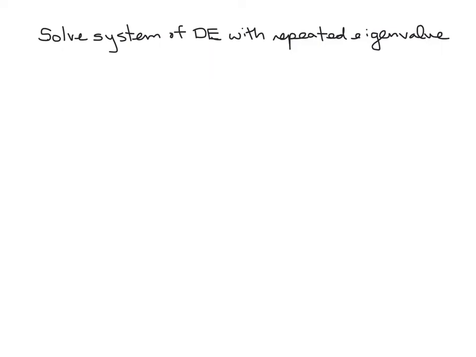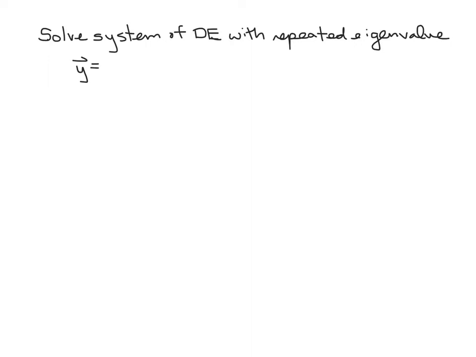In this video, we're going to look at solving systems of differential equations with a repeated eigenvalue. So the first thing I'm going to do is give you a generic idea of what the solution would look like, and then we'll do an example of how to get there. So a solution to a system that has repeated eigenvalues.